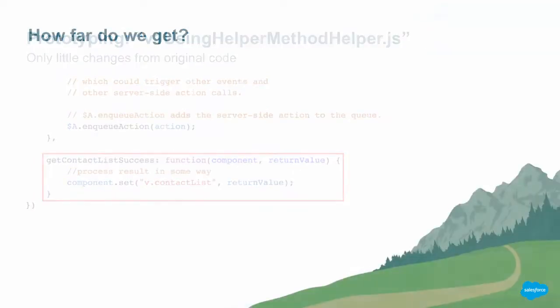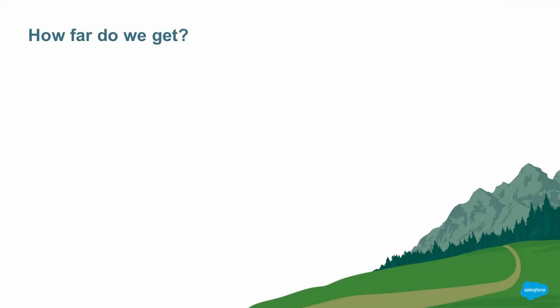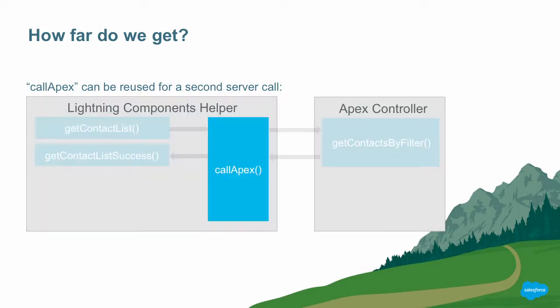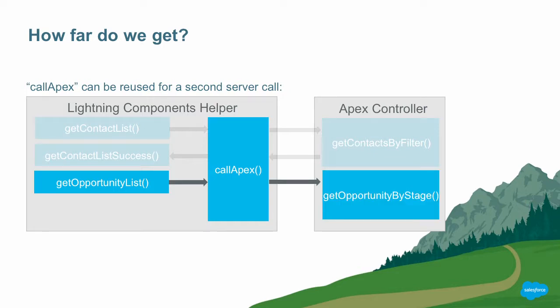All right. So how far do we get? Is this the solution of the problem? Let's have a look. So callApex can be reused in a second server call. This is actually cool. This is what I have demonstrated in the code. getContact, callApex, and get the data back. And I can use the same construct with, for instance, opportunities. So getOpportunityList is invoking callApex. callApex is invoking the server-side action. The server-side action is getting back the response, and callApex is invoking the success callback.